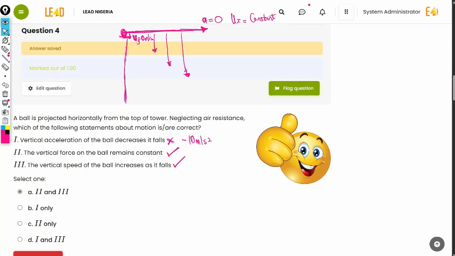The ball will be pulled downwards, so it begins to generate some vertical velocity and begins to come down faster and faster, right? The vertical force of the ball is constant because weight is equal to mass times gravity, so it's constant, right? Nothing is changing the mass or changing the acceleration due to gravity. Then, the vertical acceleration of the ball decreases as it falls. That's false, because your vertical acceleration is constant, it is negative 10 meters per second squared. Nothing changes gravity. All right, so that's question 4.